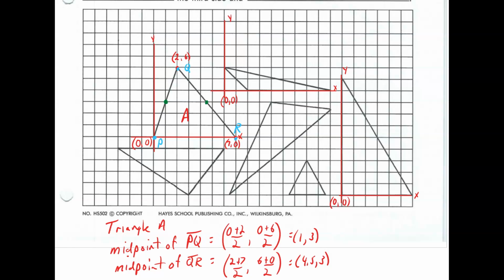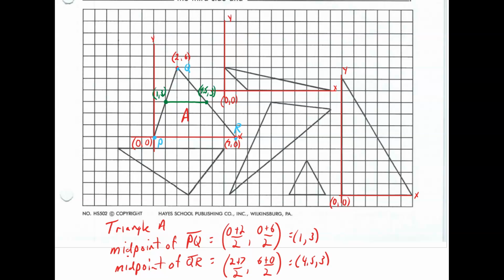So here's our first midsegment. There it is. All right. Now we're going to continue the fun here, and we're going to find the length of the midsegment. So let's write down the ordered pairs here. This is 1, 3, and this is 4.5 and 3. Okay, so now we want to find the length of that.